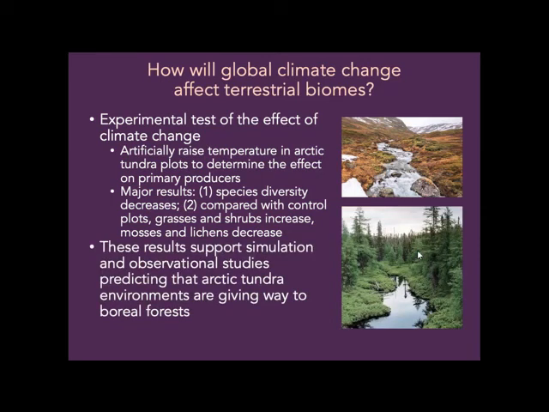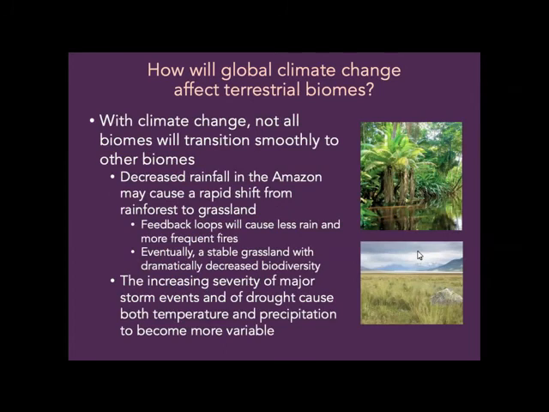And so the result seems to support information that we get not from these tent experiments, but instead using mathematical modeling simulations that say that the Arctic tundra environment may be giving way to a boreal forest. So as the Arctic tundra becomes warmer, it may become, in terms of the kinds of things that can live there, more like a boreal forest. And so you think, well, that may not be bad, right? But that pattern of just transitioning from one biome to another biome is not likely to occur the same way in all areas of the Earth.